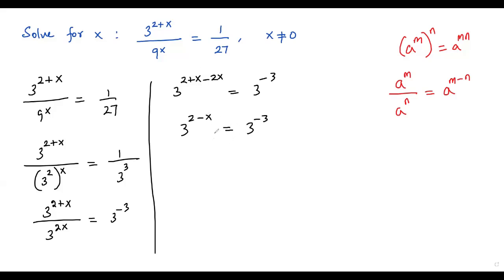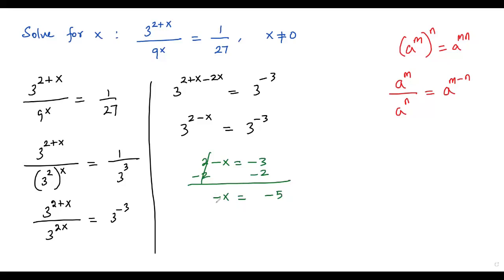negative 3. Now two terms are equal with the same base. Whenever two terms are equal with the same base, I can equate the exponents. So when I equate the exponents, what do I get? I'm getting 2 - x = -3. Now to solve for x, I subtract 2 from both sides. When I subtract 2 from both sides, the positive 2 and negative 2 cancel out. I'm getting -x = -5.